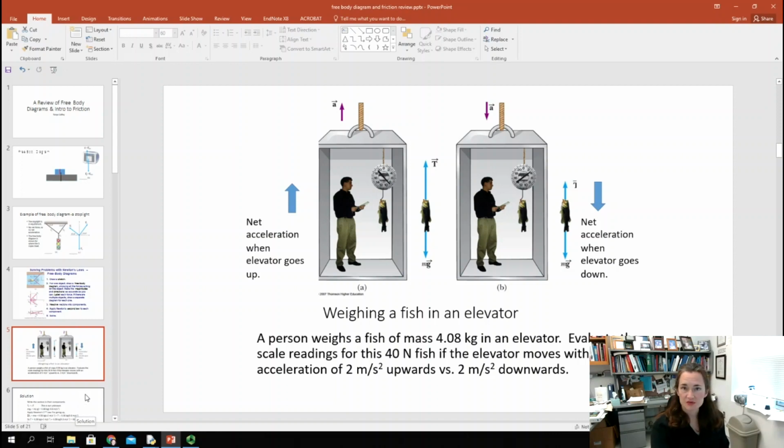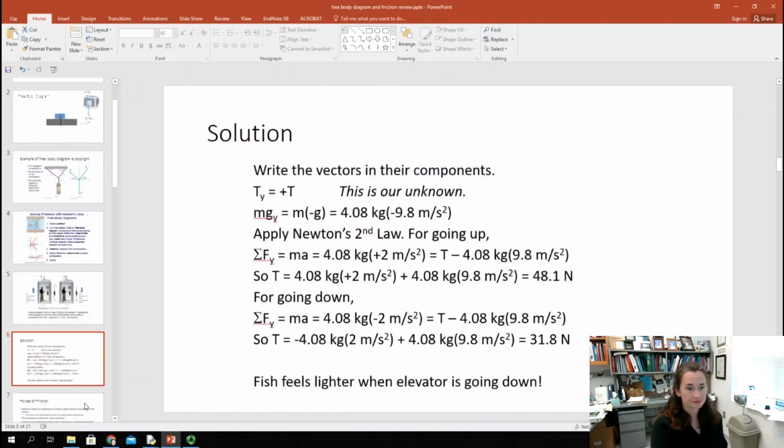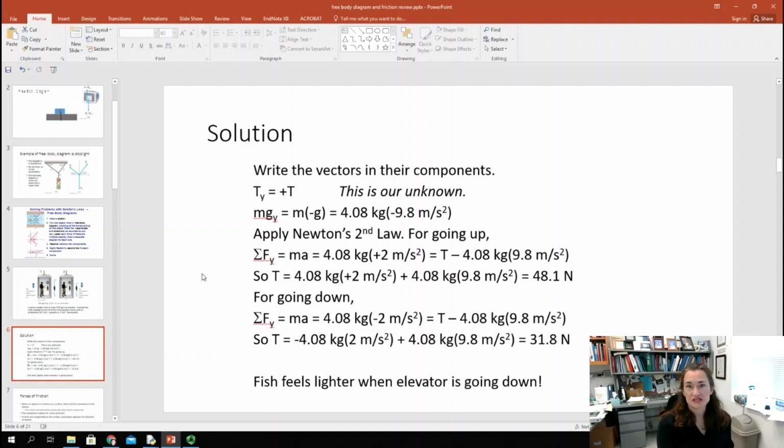So now let's move on to steps 3, 4, and 5. Okay? We're going to write our vectors into their component parts. So we've got the two vectors, tension and gravity, okay? So we have a one-dimensional problem. We're going to call up positive, we're going to call down negative, okay? So if I were to write the y component of my tension, which I call here T sub y, I'm just going to call that plus T. The plus sign is because the tension points up, okay? And T is for tension. I don't know what tension is, so I'm just going to leave it as T.